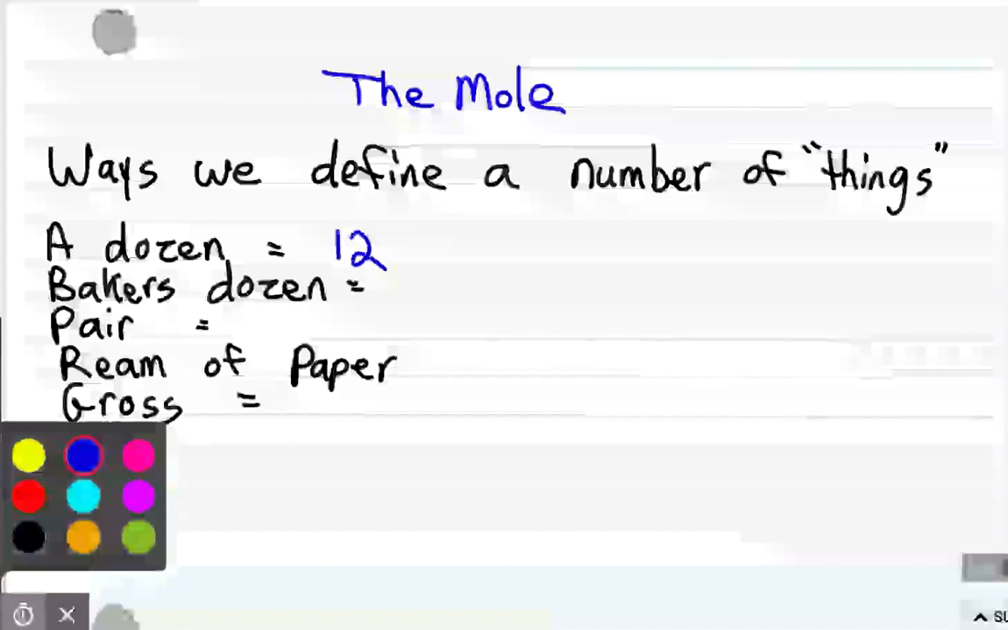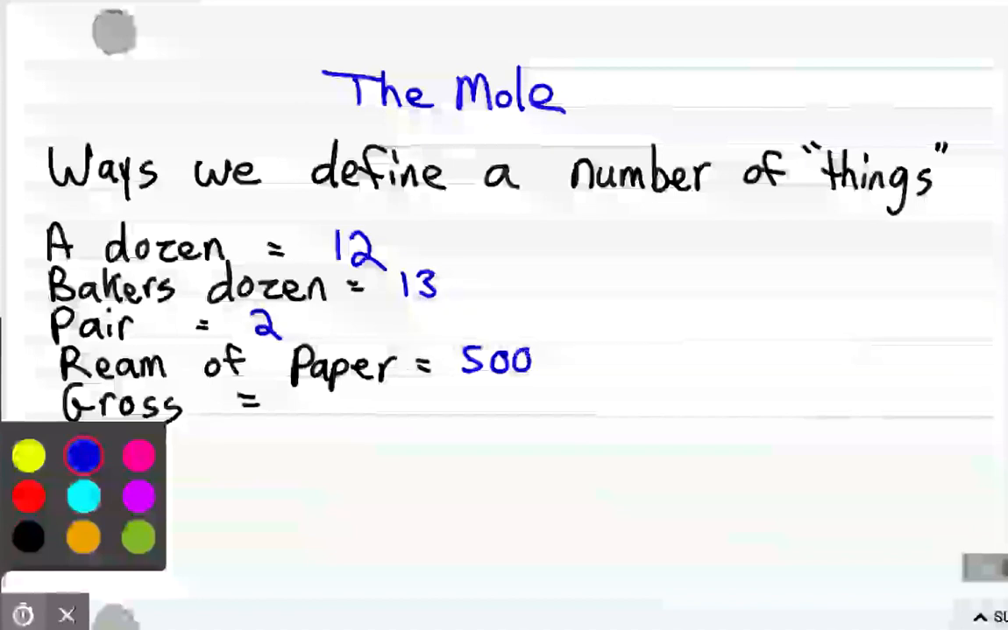So a dozen donuts is 12 donuts. A baker's dozen is 13 of something. So you get a baker's dozen of cookies, you get 13 cookies. A pair is 2, so a pair of shoes means that you have 2 shoes. A ream of paper means that you have like 500 pieces, so a ream is 500, and a gross means that you have 144. Okay, so these are all ways that we define a number of things.